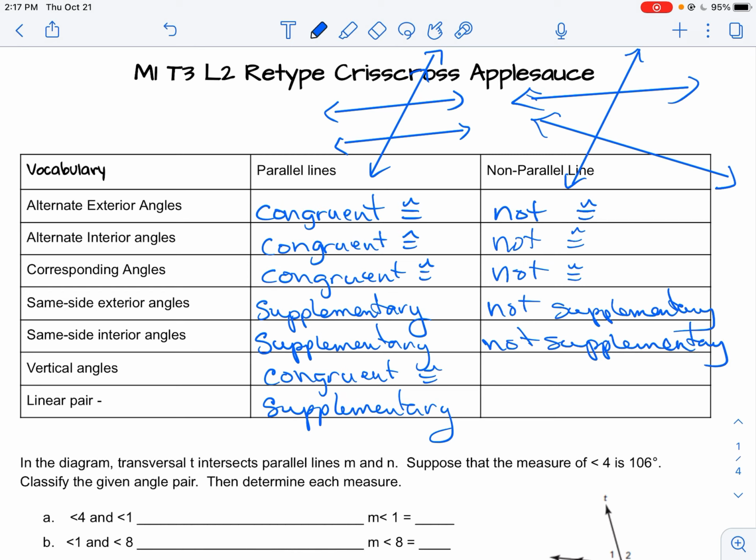Okay? Now, look at vertical angles. Guess what? Vertical angles, even if they're not parallel lines, are still congruent. If I talk about a linear pair, these two angles right here, they still make up a line, so they are still supplementary.